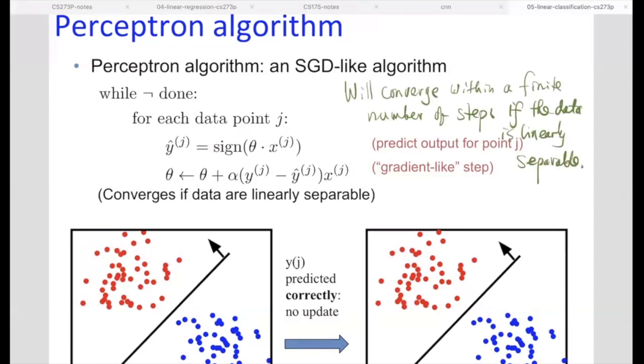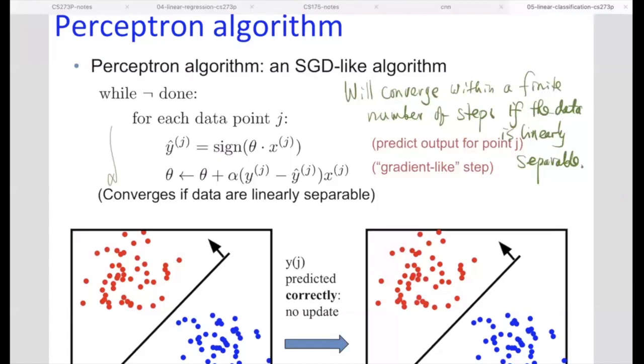So this is a statement, and you can actually prove it. This perceptron algorithm will converge within a finite number of steps, which means if you run this iteration, not an infinite number of steps, but a finite number of steps, the algorithm will actually stop. So when do you think the algorithm will stop?